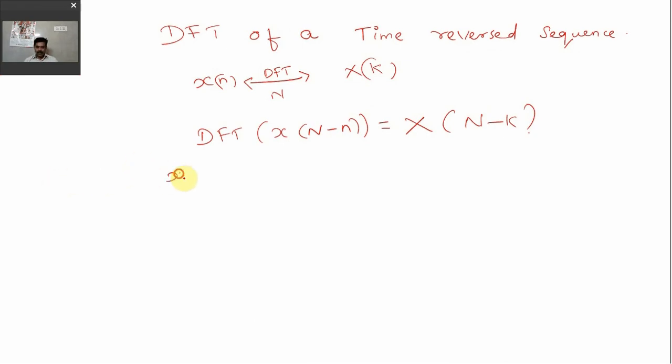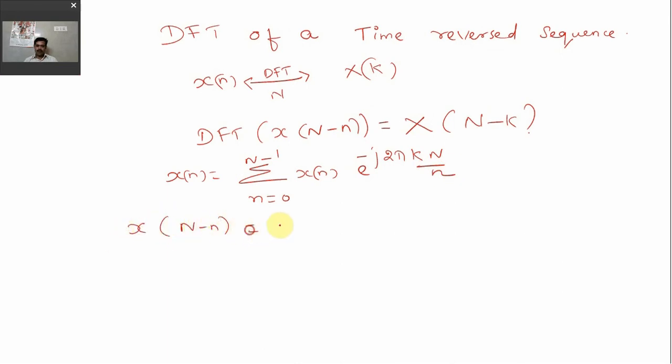So what is X of k? X of k is equal to the summation of n equal to 0 to N minus 1 of x of n into e to the power minus j 2 pi k n by N. So the DFT of x of (N minus n) is the summation n equal to 0 to N minus 1 of x of (N minus n) into e to the power minus j 2 pi k n divided by N.